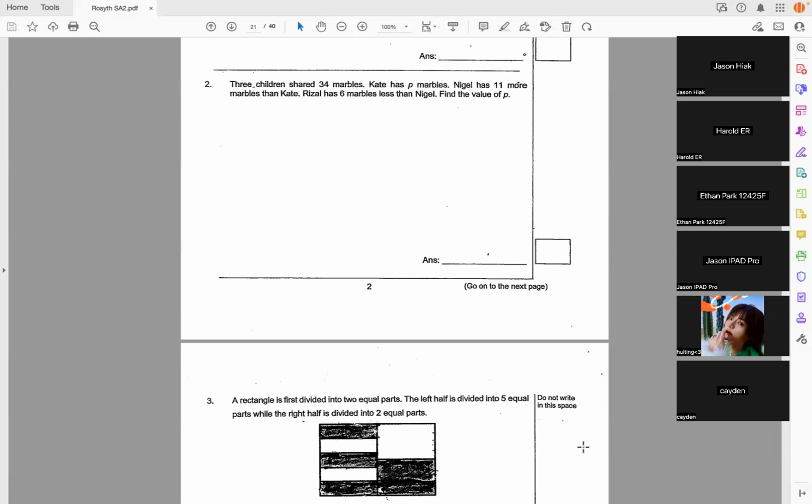So first, Kate has P marbles. Kate, P. Nigel has 11 more than Kate, so Kate plus 11, that will be Nigel. Riza has 6 marbles less than Nigel. So this is Nigel, Riza has 6 less, so minus 6. I'll get P plus 5, because 11 minus 6 is 5.